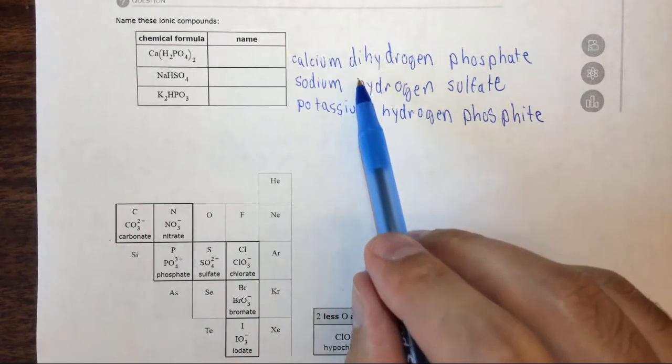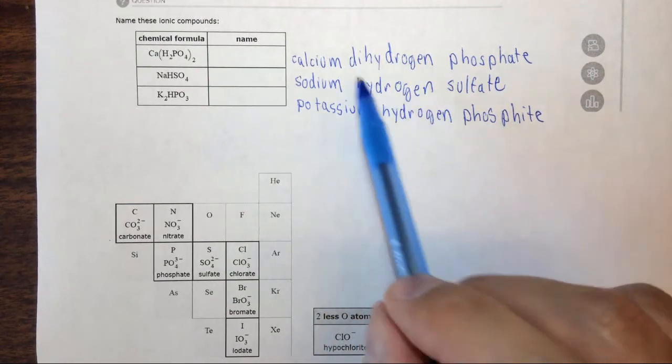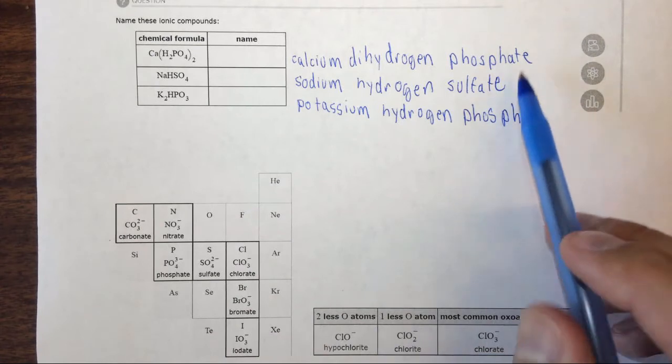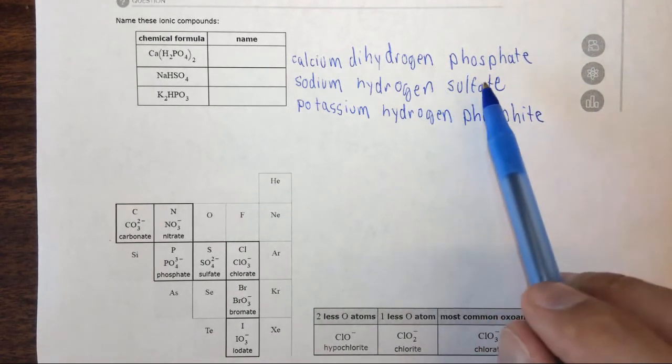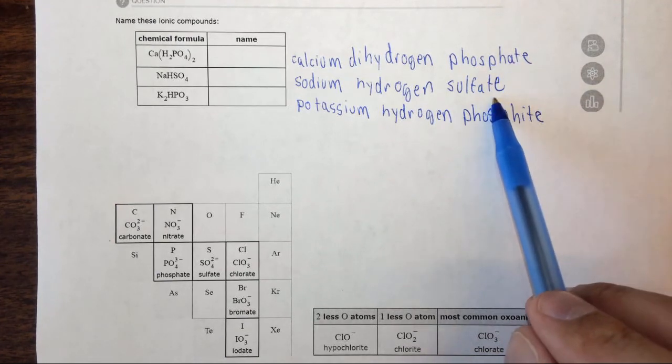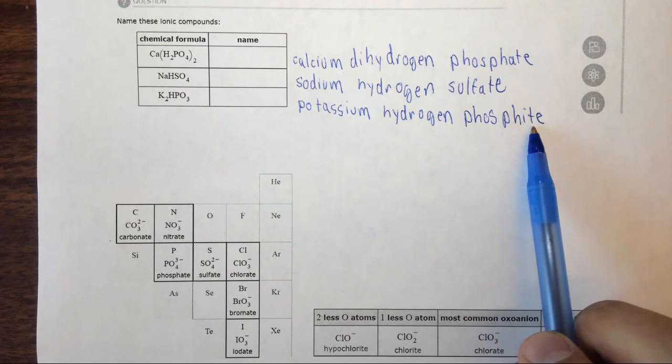So you only use the di, tri prefixes for hydrogen. You do not use them for the metal. You also have to identify the proper oxyanion and give it the right suffix. So in this case, they were the most common ones, so there are 8s. In this case, we had one less oxygen than the most common one, so it's an ite.